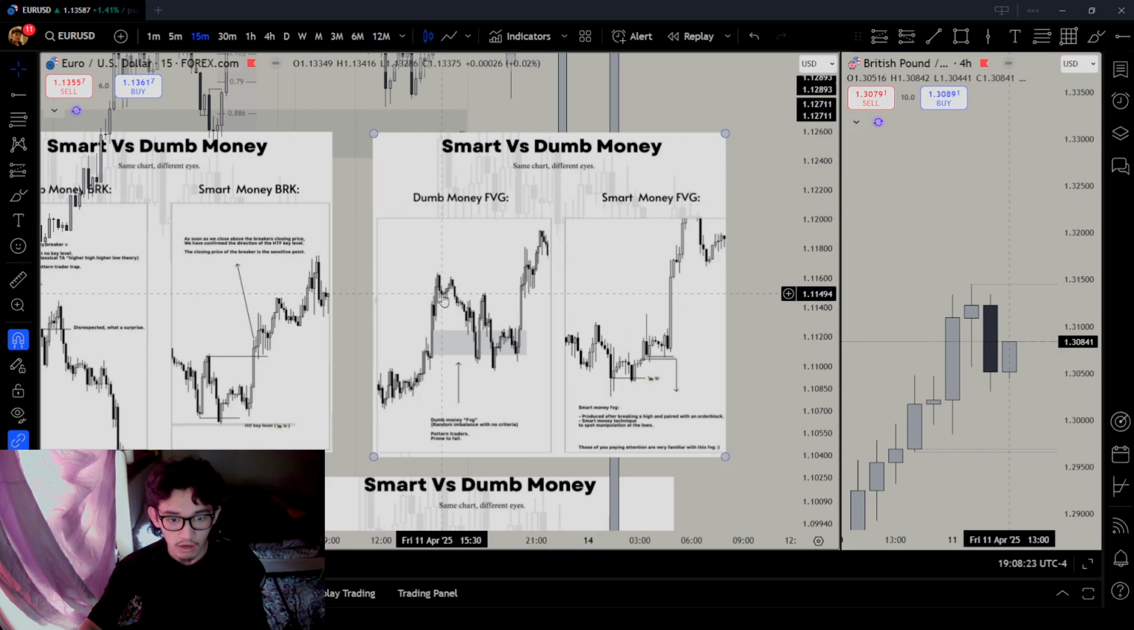A lot of traders will long over here and think it's going to go higher. This is just an OTE, and then price goes up higher. So you can see low, high, lower low, higher high. Eventually it goes above it.